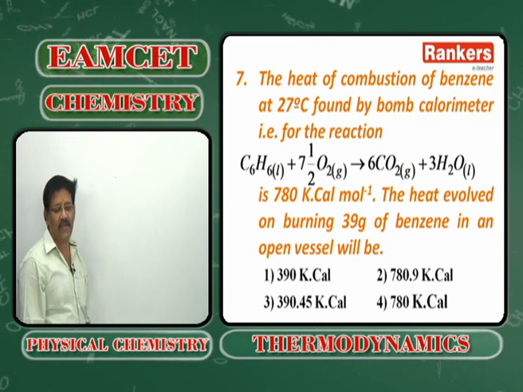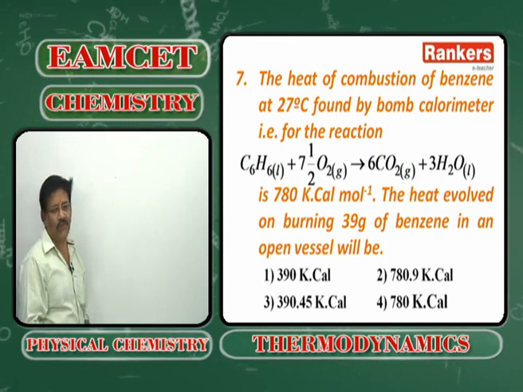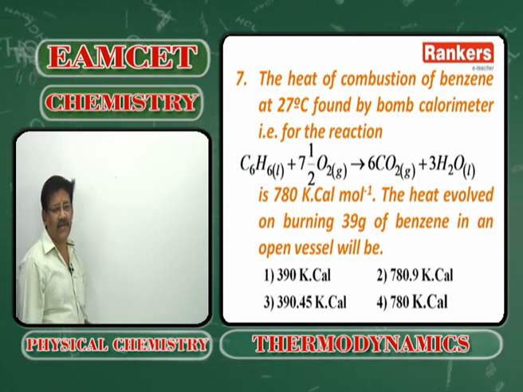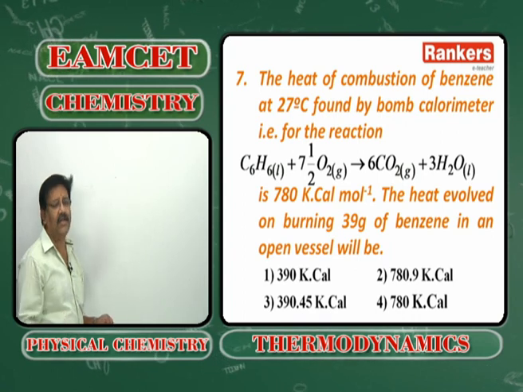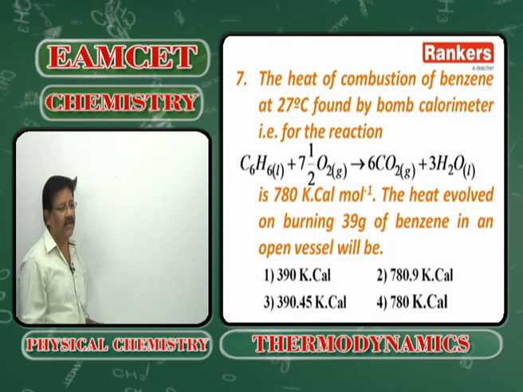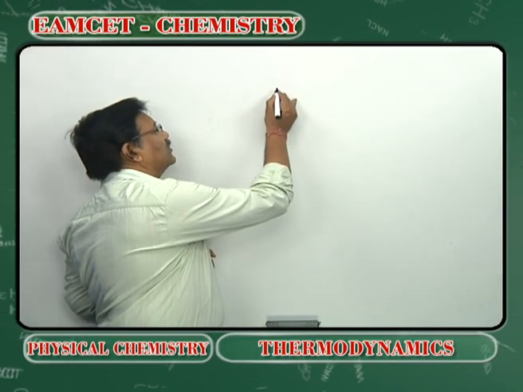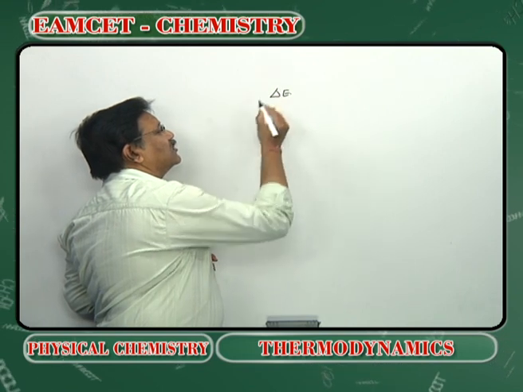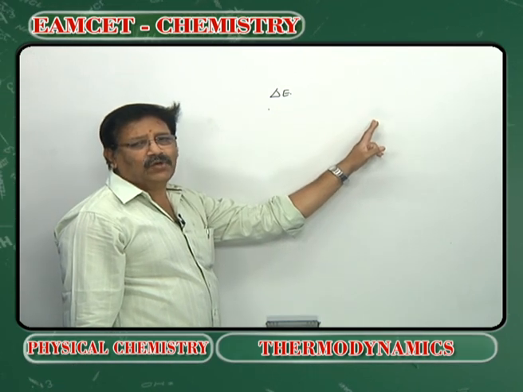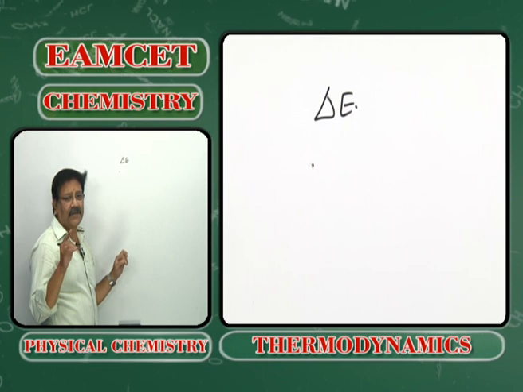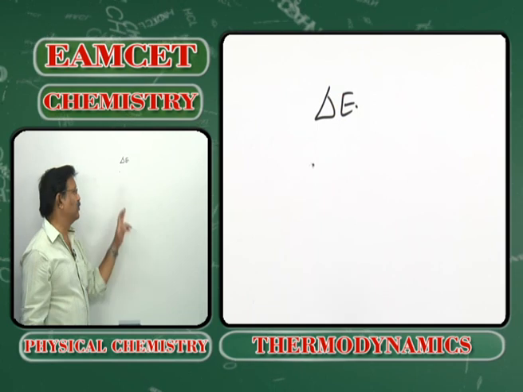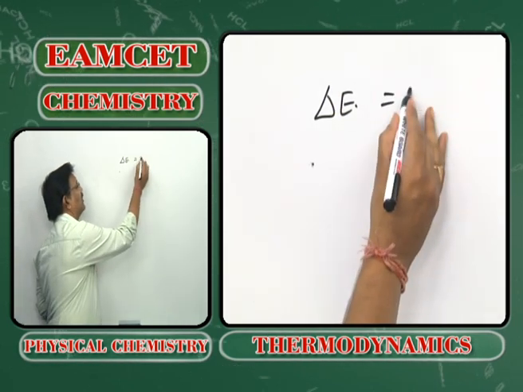Now, they want us to find it when the vessel is open, which implies that it is carried out at constant pressure. Now, we have the delta E value with us, and first we have to find the delta H. Why is it taken as delta E? Because when the process is carried out in a bomb calorimeter, the vessel will be closed. So the heat of the reaction pertains to the heat of the reaction at constant volume. So delta E is equal to 780.